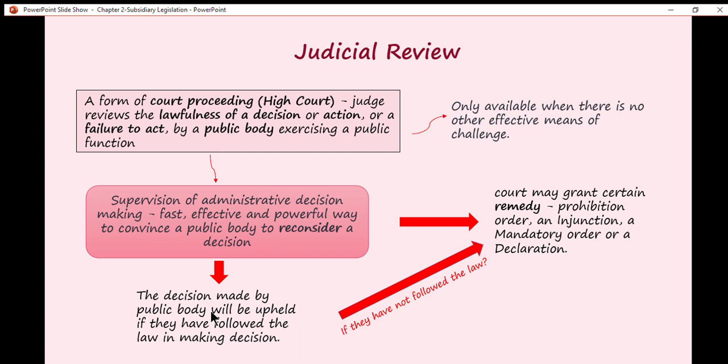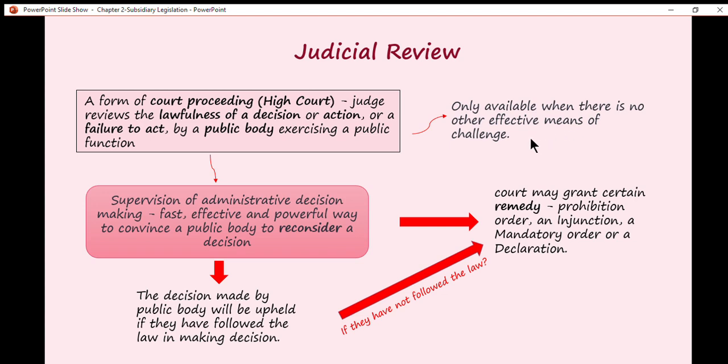The decision made by a public body will be upheld if they have followed the law in making decisions. And what if the public authority has not followed the law in making decisions or in drafting subsidiary legislations? Then the court may grant certain remedies to the aggrieved party. Examples of remedies available in administrative law, we will learn later in this topic. Some of the remedies are prohibition orders, injunctions, a mandatory order or a remedy of declarations. And please take note that judicial review is only available when there is no other effective means of challenge.